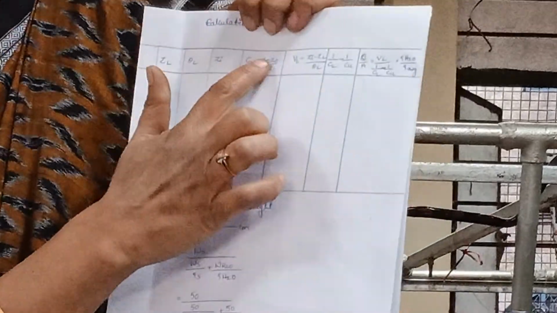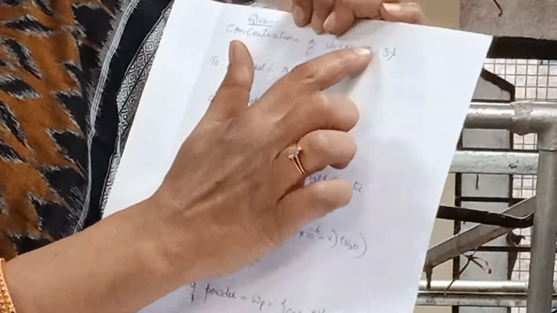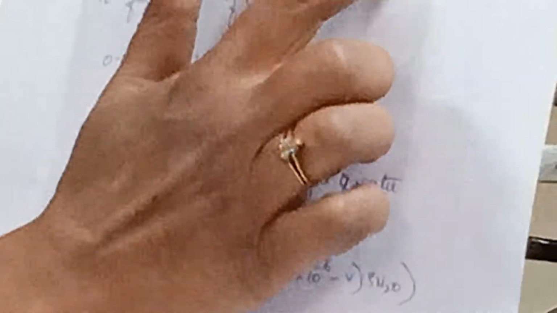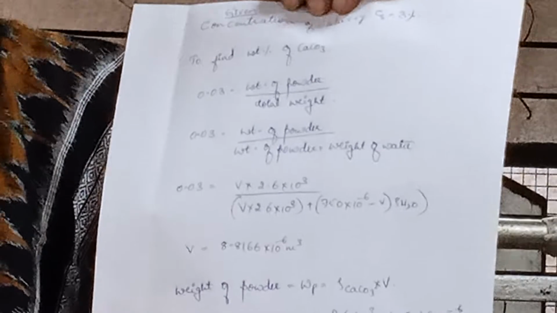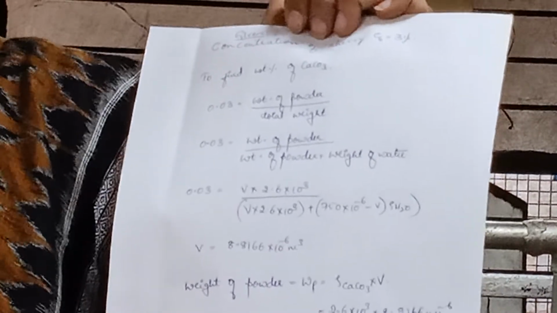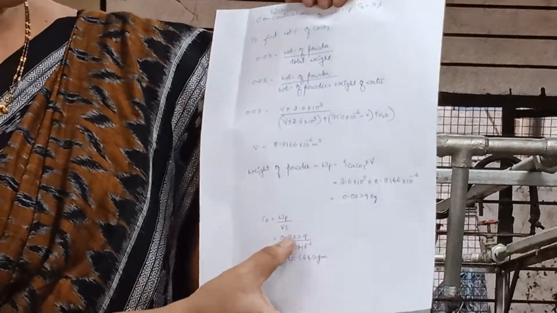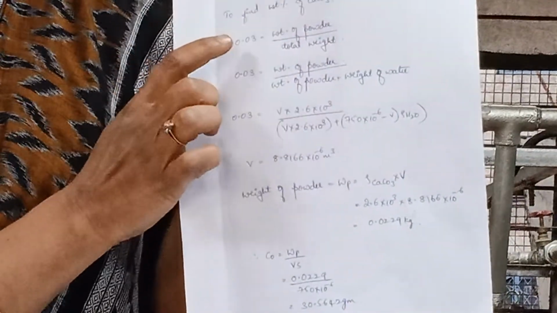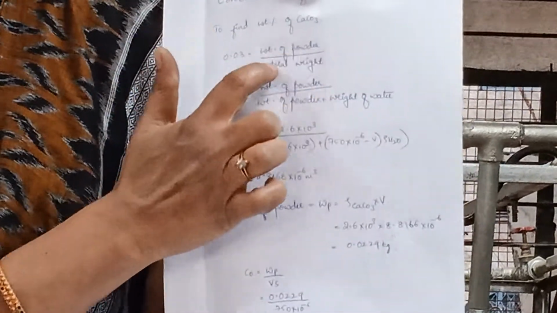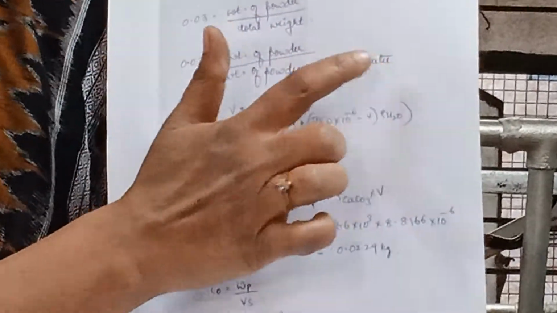So the C naught value is nothing but your initial concentration which you have taken. So C naught is nothing but concentration of the slurry, that is 3%. By using the 3%, you have to calculate the C naught. So initial concentration is what? WP divided by Vs, weight of the powder divided by the volume of the slurry. So weight of the powder is being calculated by this formula. Whatever the weight percent they have given is equal to weight of the powder divided by total weight. So total weight will be weight of the powder plus weight of water.